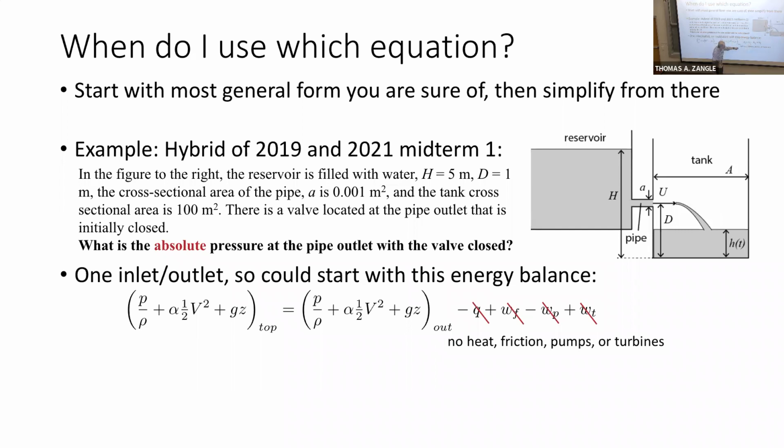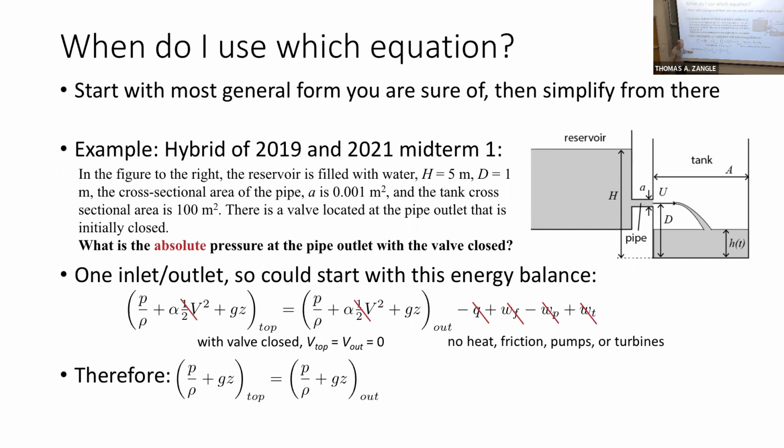And then we'll say there's no heat, friction, pumps, or turbines within here. So we drop out these terms. We can also say that with the valve closed, the velocities are 0, right? And we'll end up with this expression, P over rho plus gZ at the top is equal to P over rho plus gZ at the outlet. And we can use this to find the pressure at that valve outlet.